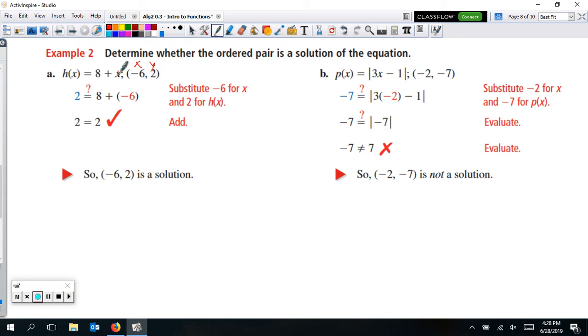You just figure out, does this side equal 2? And since it did, you could say, yes, it's a solution. Plugging this one into this absolute value, well, that didn't work out. -7 does not equal +7, so no, that ordered pair is not a solution. So you just want to plug these in. So this would be your x going in here. This would be your p of x. -7 is the p of x going over here. So you're just going to substitute in and then work it out to see, does one side equal the other side.